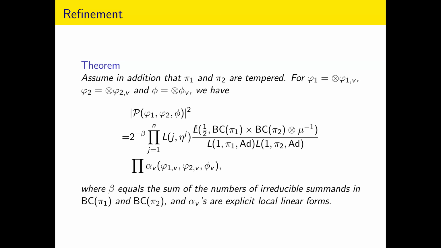But for this one, we need to assume that pi 1 and pi 2 are both tempered. So the temperedness is mainly used in the local definition of the explicit local linear forms, because we're integrating something, and that integral only converges when this is tempered. We can slightly extend this, but not too much. So this is the second main theorem that we have proved.